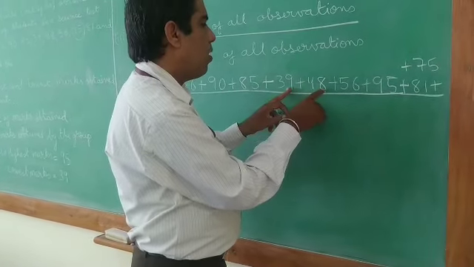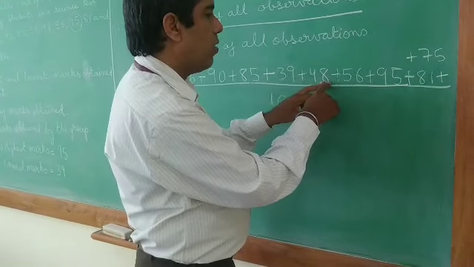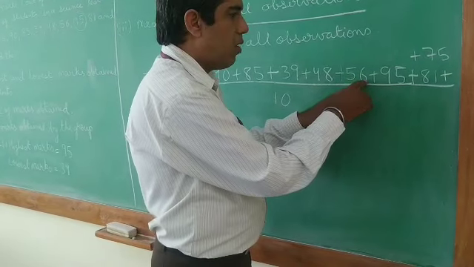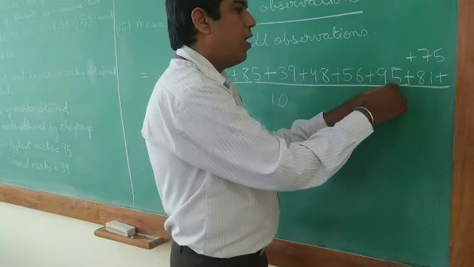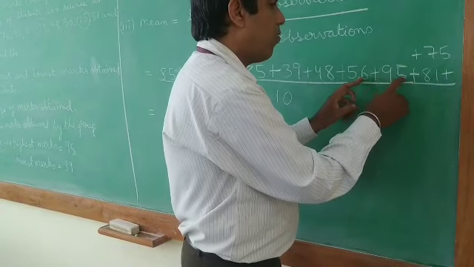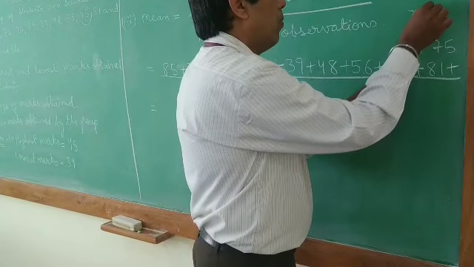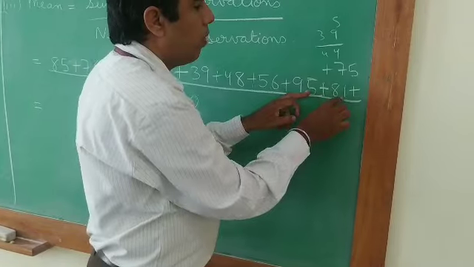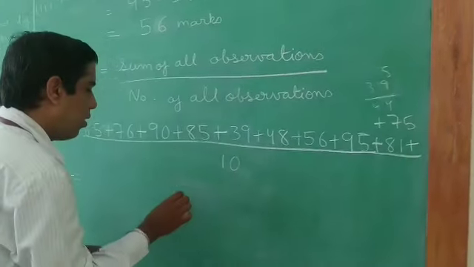And now you can see here 25 plus 8, 33. 33 plus 6, 39. 39 plus 5, it comes 44. 44 plus 1, 45 plus 5, it is 50. What is the answer here?